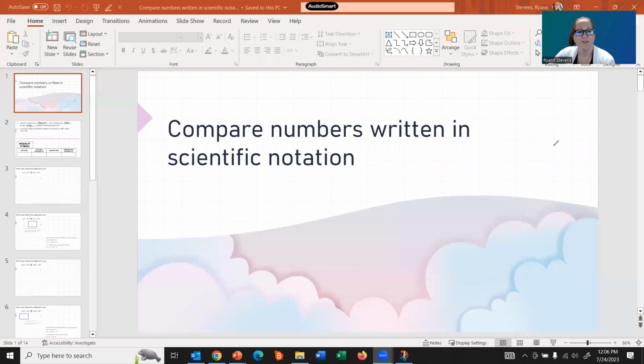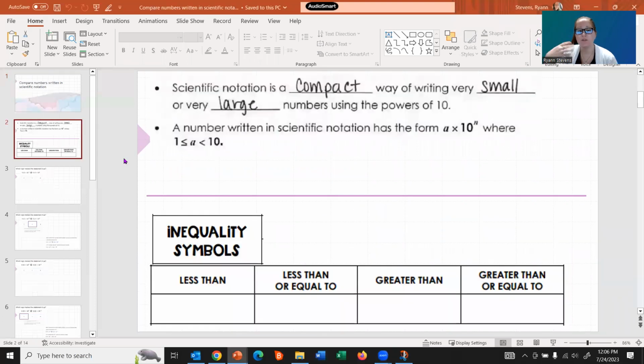Hello, in this video, we're going to discuss comparing numbers that are written in scientific notation. Some things that we have to remember with scientific notation is that scientific notation is a very compact way of writing very large or very small numbers using powers of 10. So remember, if it's a very small number, that's where we're going to have a negative exponent with that power of 10. And then if it's a very large number, we're going to have a positive exponent with that power of 10.